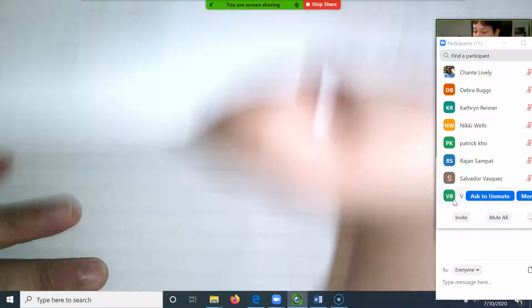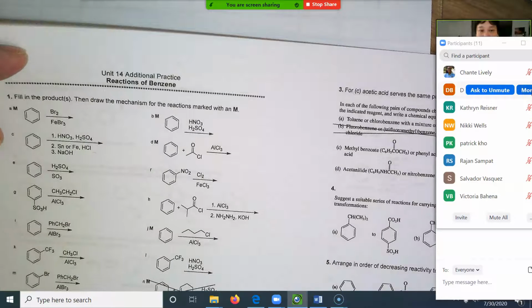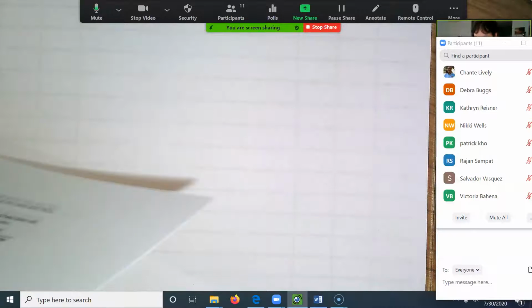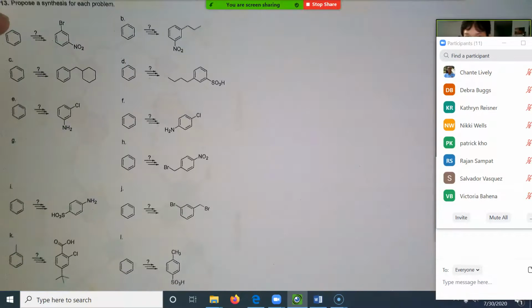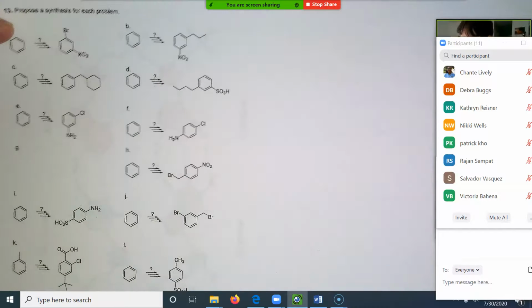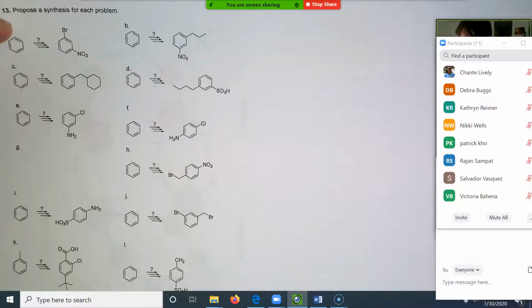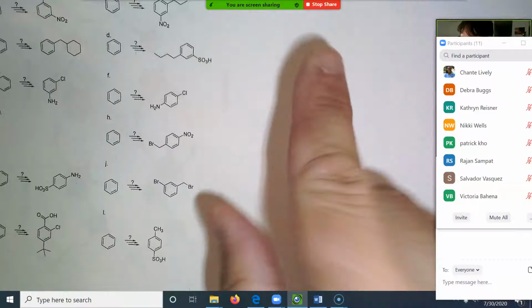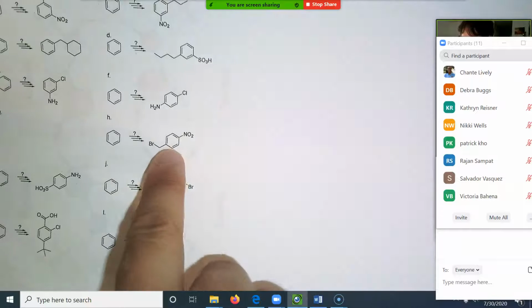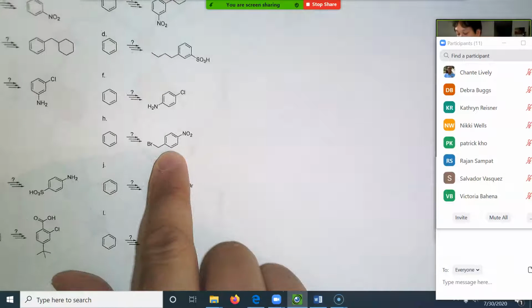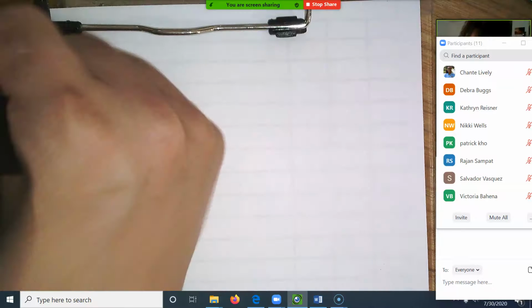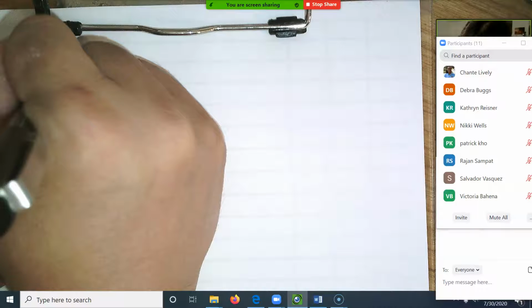Let me find one. So this is the practice problems that I've posted for Unit 14. And yeah, here we go. Here we have a couple of syntheses. Let's do that one. Let's do this one, okay? So let me copy this for us. Start with benzene.